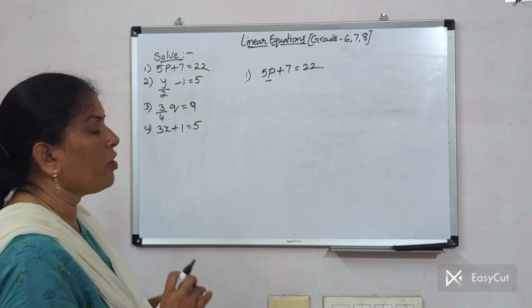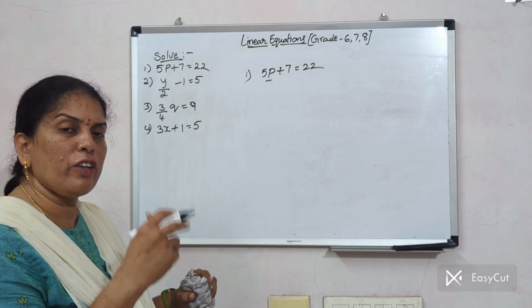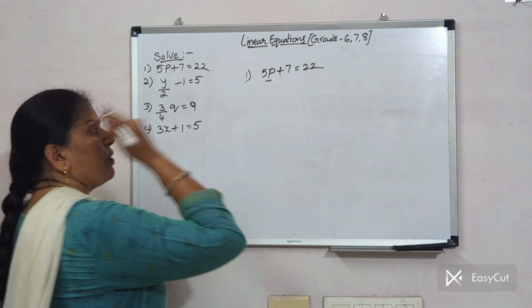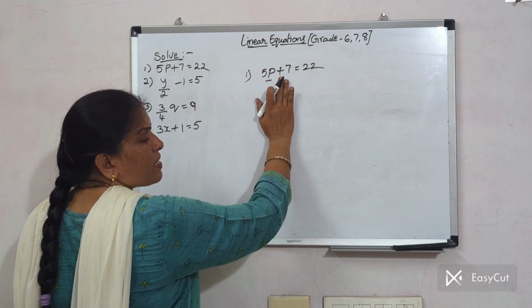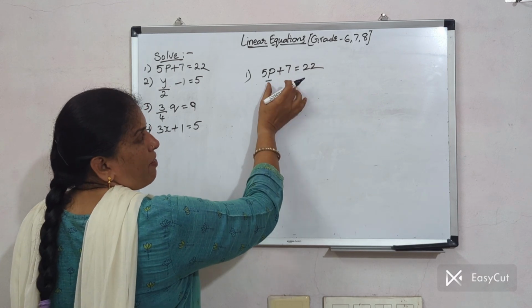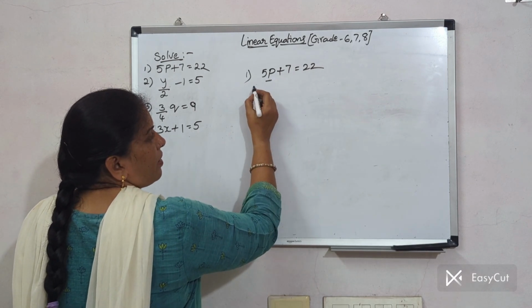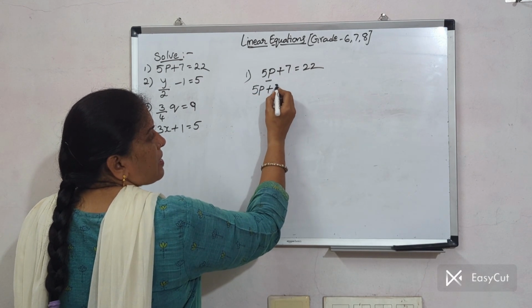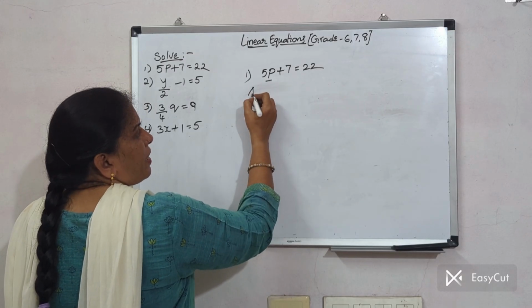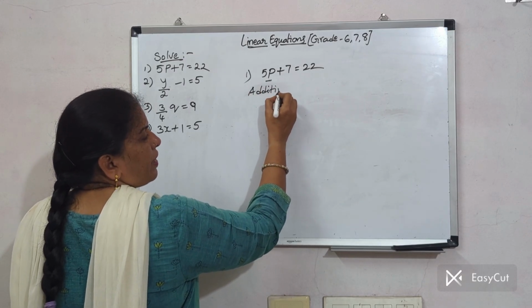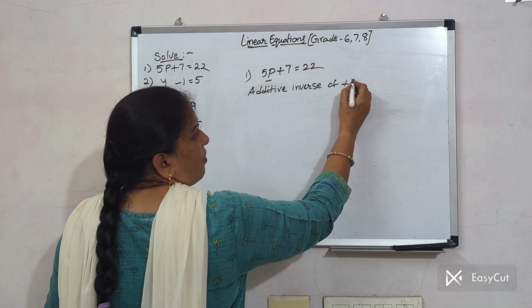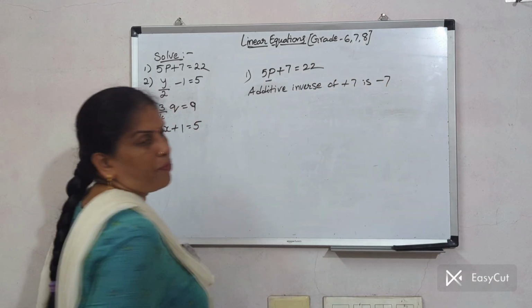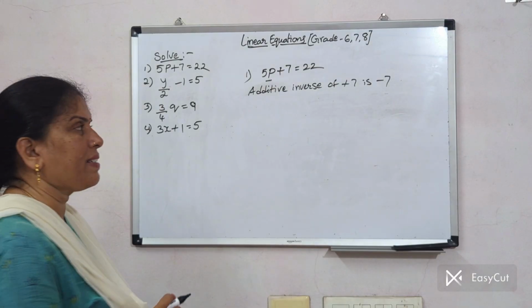Two methods are there, ma. First, writing the additive inverse. Two methods I tell now. Later you can follow any method. Okay. Now, I want to remove this plus 7. What is the additive inverse of plus 7? Minus 7. Both sides I am writing minus 7. 5p plus 7, why? Because the additive inverse of plus 7 is minus 7. Adding minus 7 on both sides.